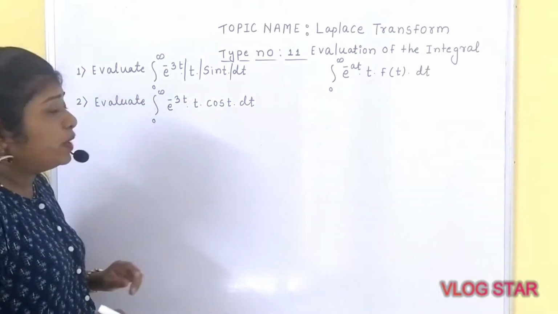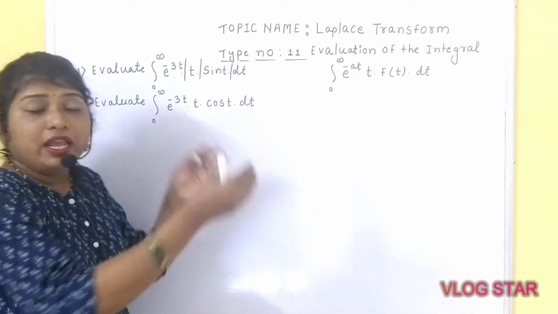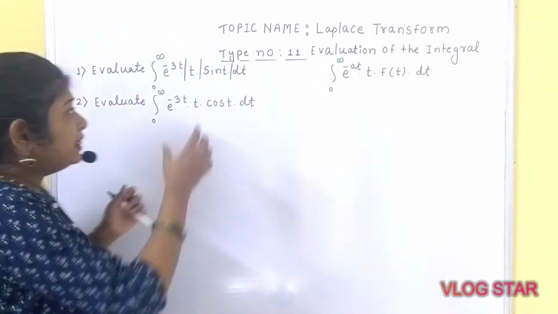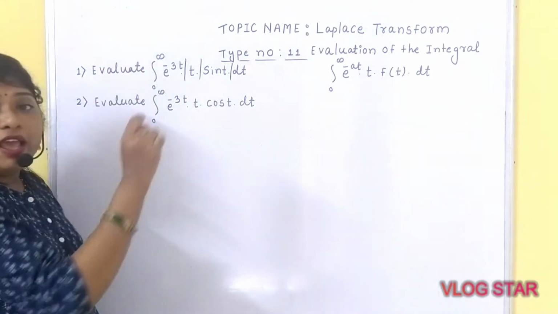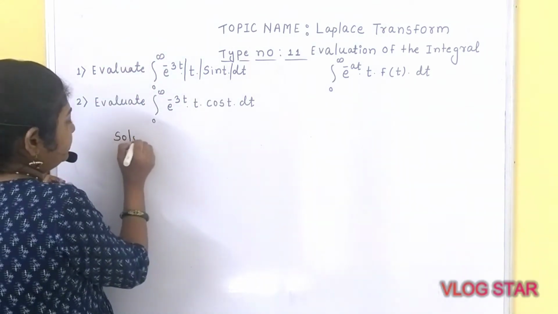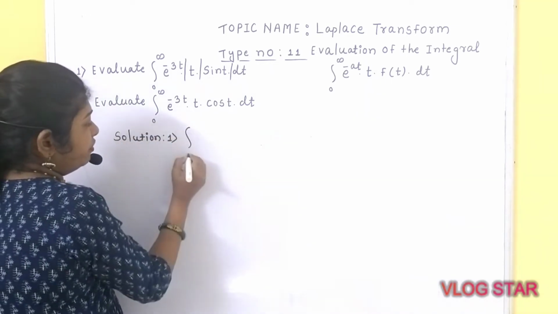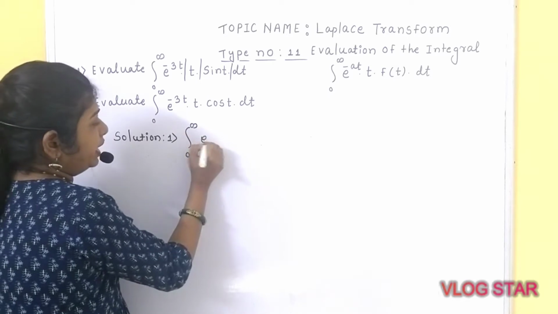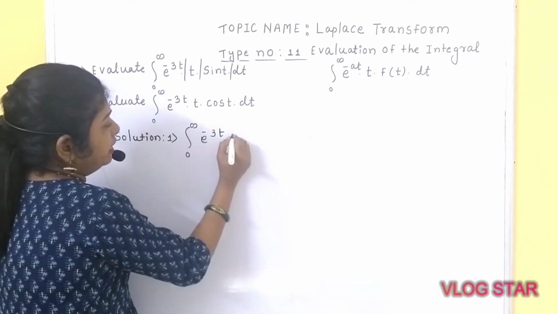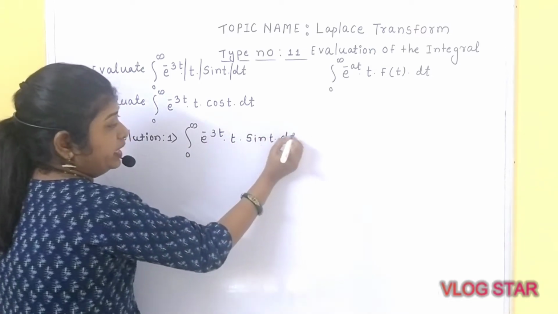So in this particular example, as I told you, first you have to simply divide the given example into three different parts, and then you need to start from the f of t function. So let's begin with the solution. Solution 1. What we have to calculate? Evaluate e raised to minus 3t into t into sin t into dt.